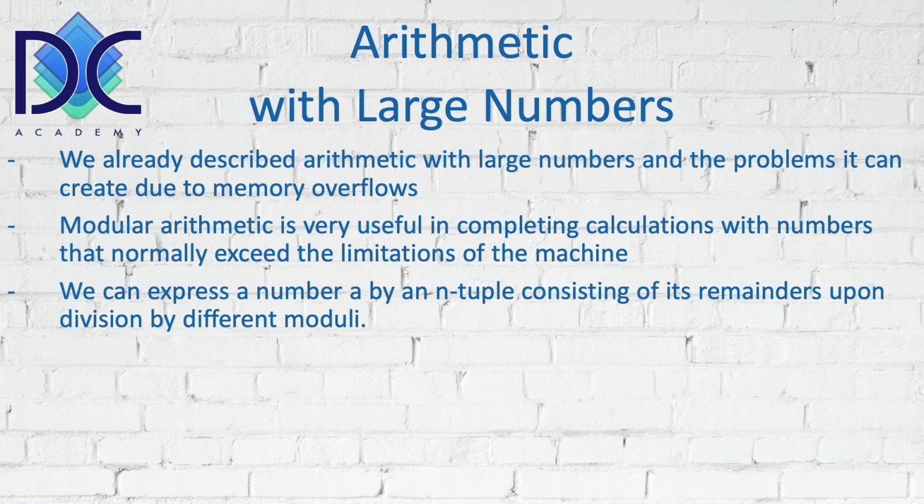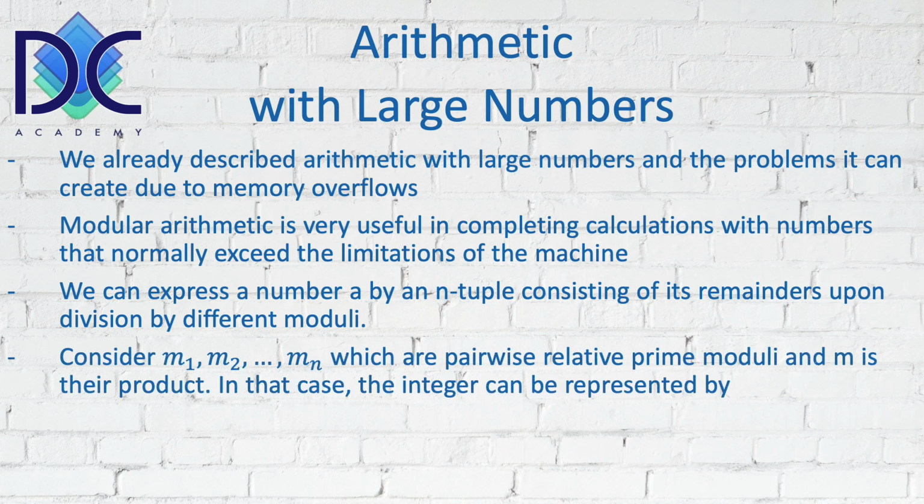The n-tuple depends on the number of moduli. When we have two moduli, we have a two-tuple, then a three-tuple, a four-tuple, and so on. Let's look at the different moduli m1, m2, up to mn, which are pairwise relatively prime, and m is their product. We can represent the integer by those moduli: a modulo m1, a modulo m2, up to a modulo mn. So we represent the number by the n moduli.